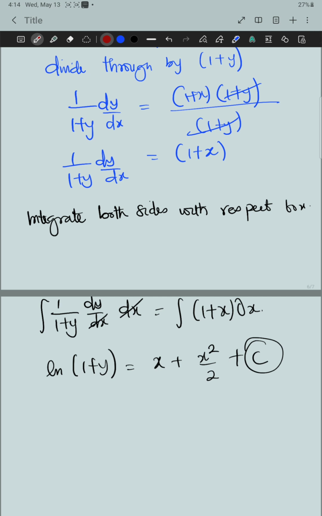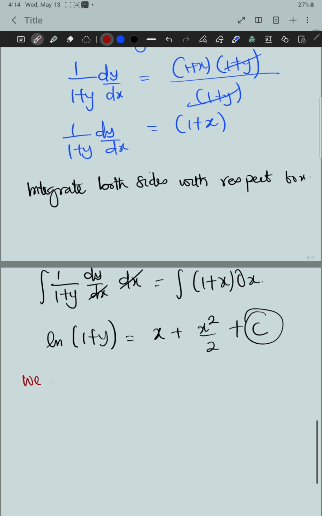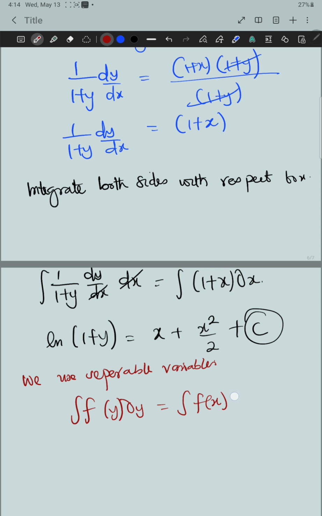Did you see that? So we use separable variables. We use separable variables when we discover that you can integrate f of y dy is equal to the integral of f of x dx. You see that? Now we're going to do something very interesting right now, something very calculative. A very good example.